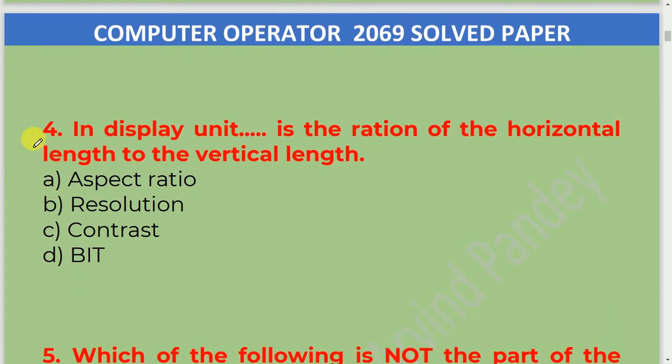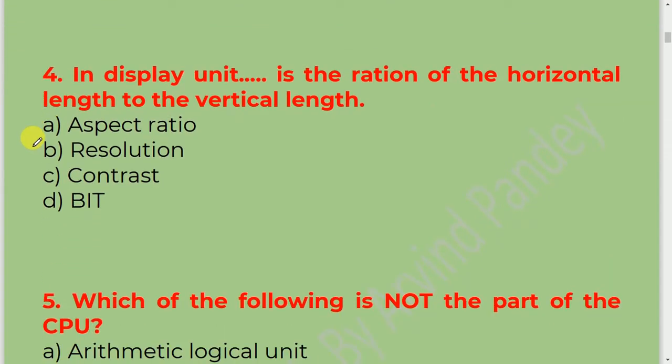Question number 4. In which display unit is the ratio of the horizontal length to the vertical length? Option A aspect ratio, B resolution, C contrast, D bit. Correct answer is option B resolution, because resolution is the ratio of the horizontal length to the vertical length.